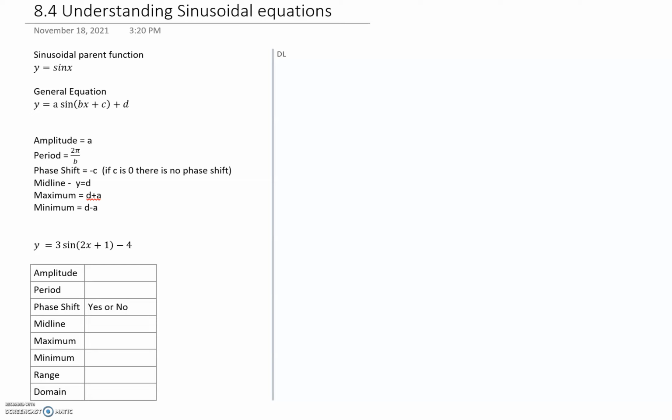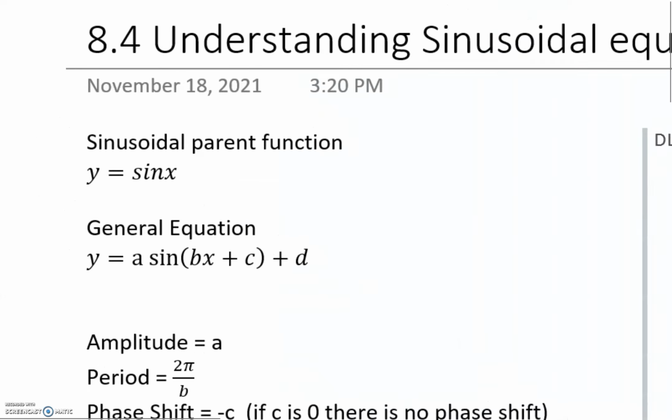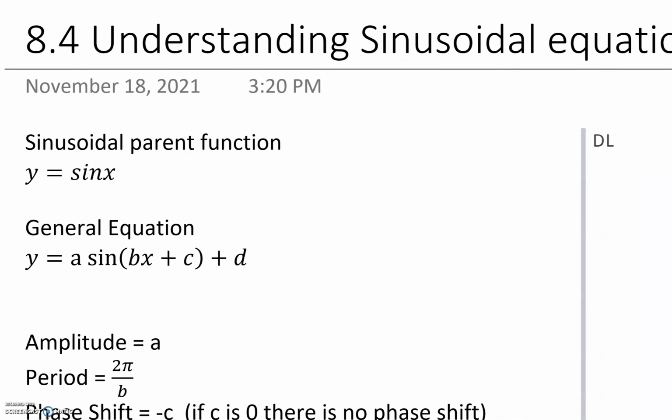Hello and welcome to my video, lesson 8.4, Understanding Sinusoidal Equations, or Sine Functions. First of all, if you haven't yet, make sure you've watched 8.2 or 8.3, where we've looked at some of these, and especially 8.2, because the sinusoidal parent function is given by y equals sine of x. And we looked at that function in 8.2.